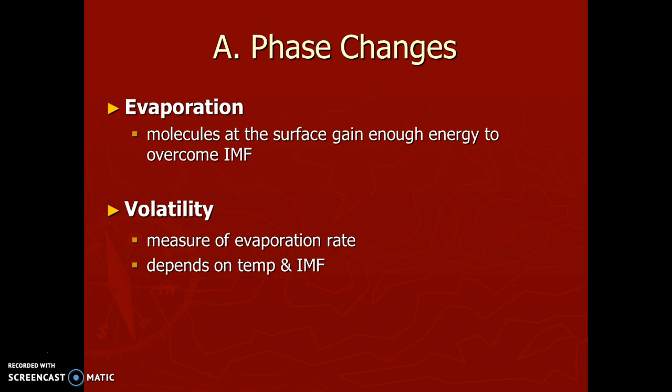Another word that you want to be familiar with is volatility. And volatility measures the evaporating rate. Things that are volatile evaporate quickly. Things that are not volatile evaporate more slowly. An example of something that is volatile is rubbing alcohol. And you know, rubbing alcohol has a distinct odor to it. And a lot of times, maybe before you get a shot or a vaccination, they'll put rubbing alcohol on your skin as kind of a sterilizing technique.